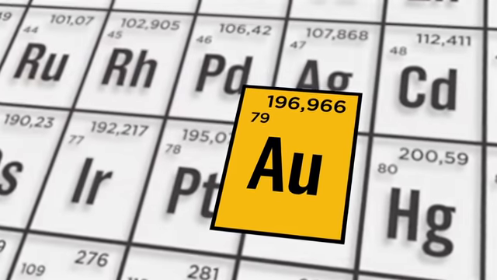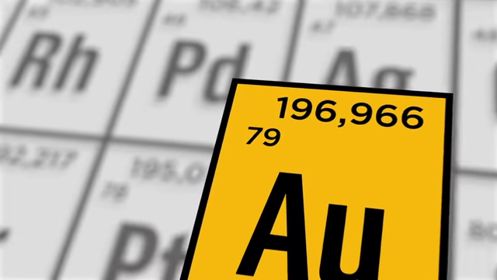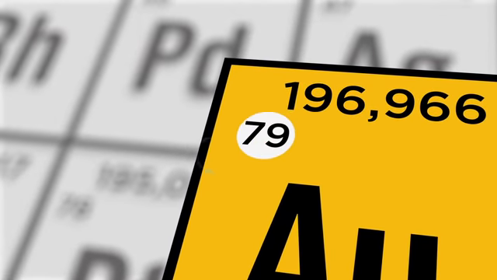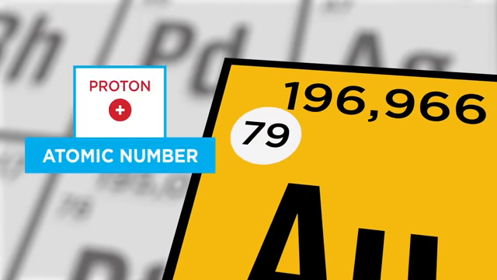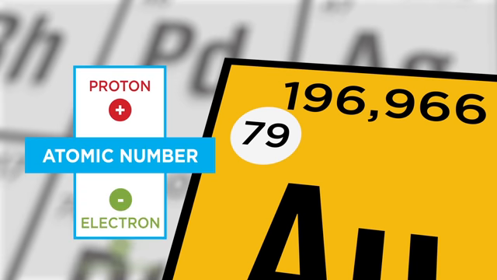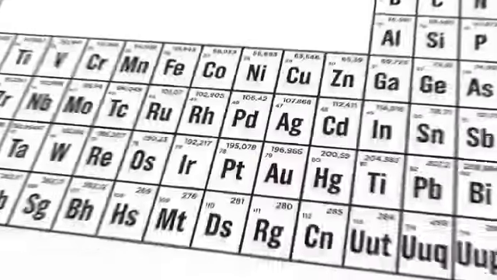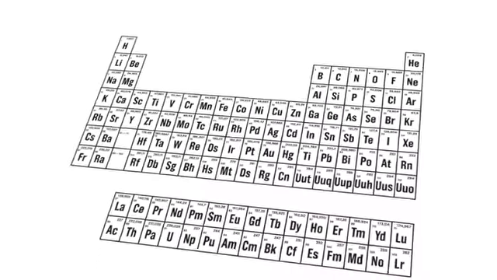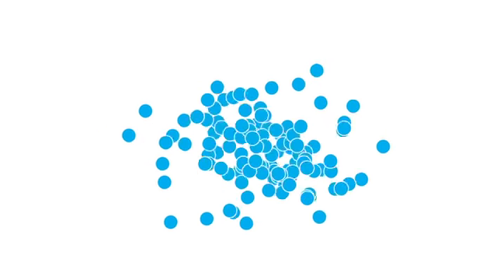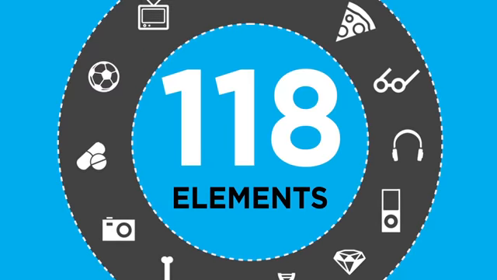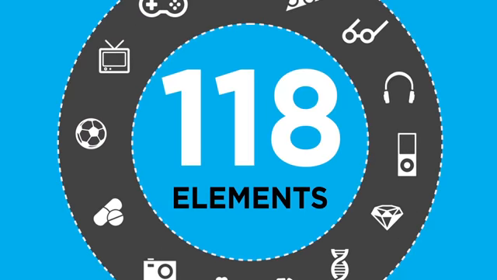And also some know the meaning of the numbers that appear next to the letters, like for example the atomic number, which is the number of positive and negative charges of the atom. But what exactly is the periodic table? The periodic table is a chart that represents all 118 chemical elements that constitute the known universe. Everything around us is made up of at least one of these elements.